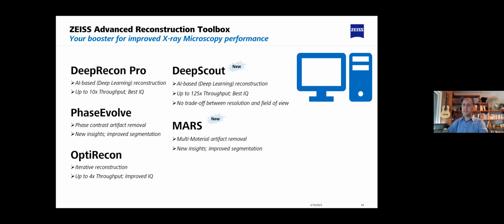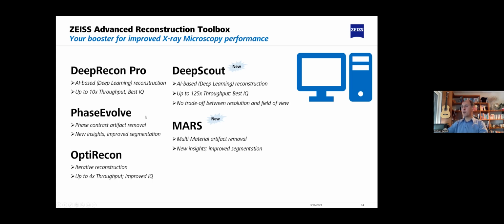There are also many features in this advanced reconstruction toolbox that we will shortly have a look at. Deep Recon Pro, a reconstruction based on deep learning, will be used to accelerate the scans by a factor of 10 while keeping the quality, or even increasing the quality while keeping the scan time. Deep Scout is used to expand the high resolution of a higher objective over a large field of view of a lower-magnification objective. So imagine you're using a 4x objective for the overview and a 20x objective for the high resolution of part of that field of view; you can use Deep Scout to have the full resolution across the overview based on AI. Phase Evolve is available to remove the phase artifact.